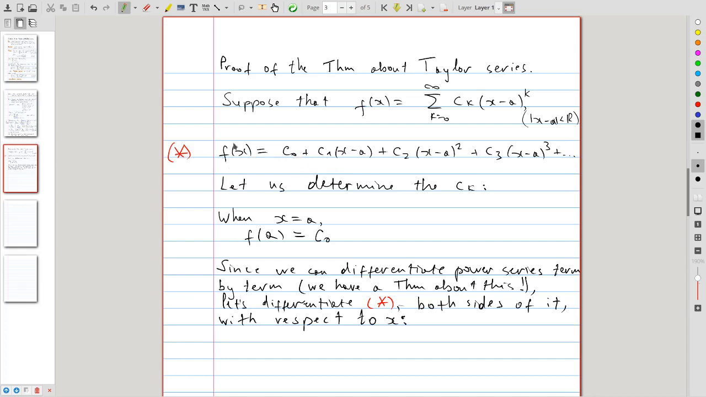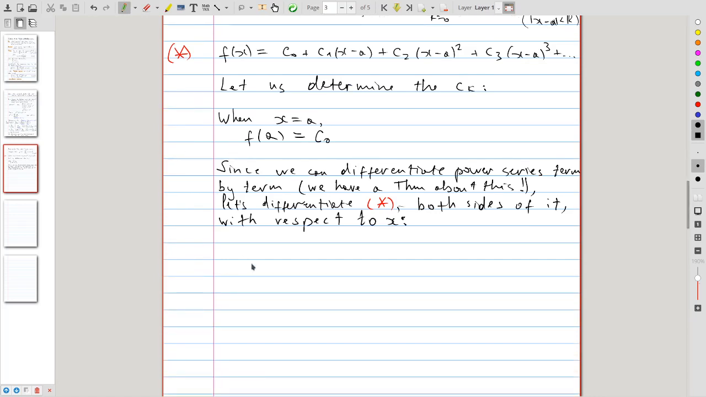So we take star, the equality, and differentiate both sides with respect to x. On the left-hand side, we will just have the derivative of f. So we'll have the derivative of f equals, now let's differentiate the right-hand side. As we know, we can just differentiate term by term, so the constant term will vanish. The first term that survives will be this linear term here. By taking its derivative, I will just have c1, plus, by taking the derivative of this term using the chain rule, c2 times the derivative of this power, so times 2 times (x minus a), times the derivative of the inner function, which is 1, plus the derivative of the third term, c3 times 3 times (x minus a) squared, and so on.